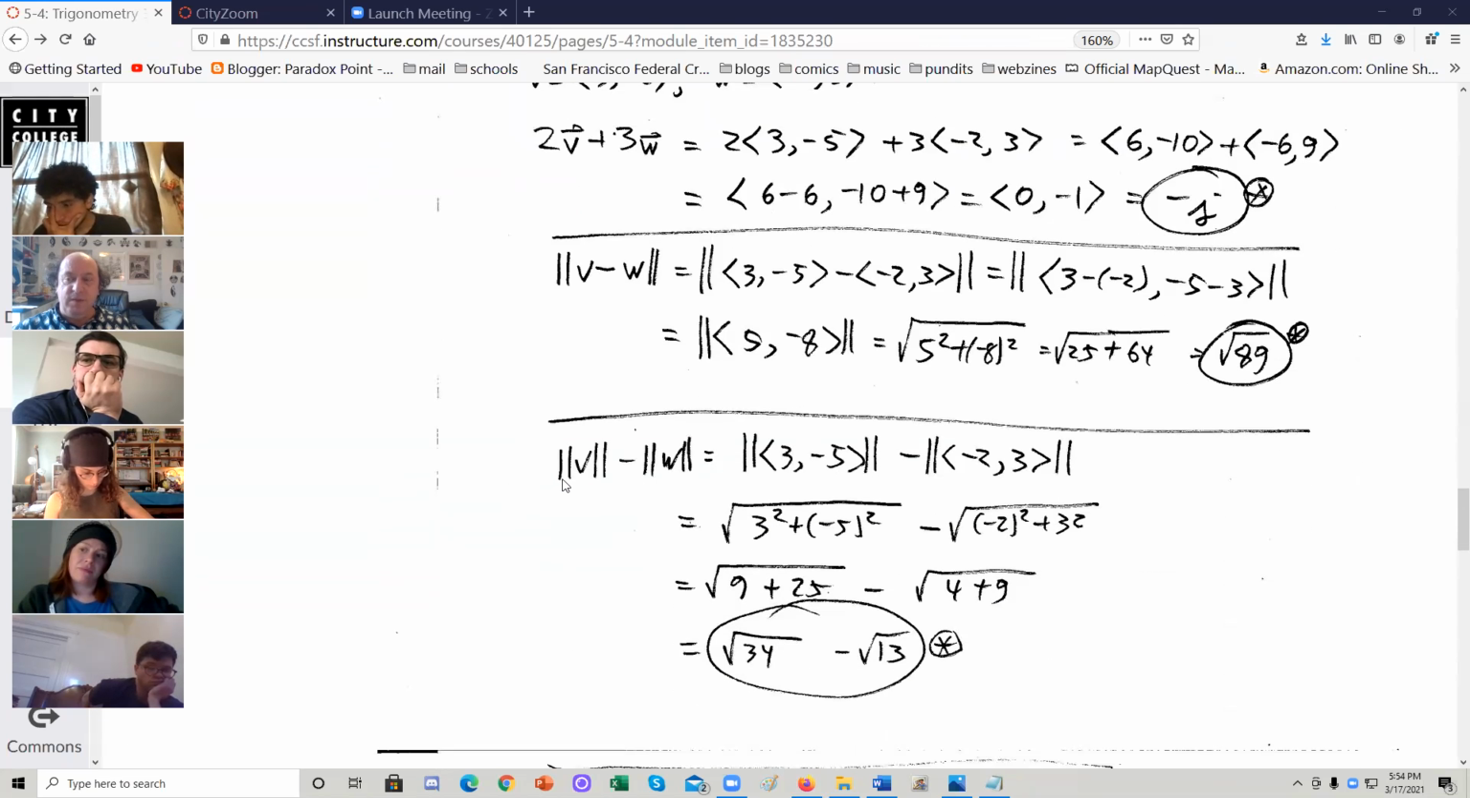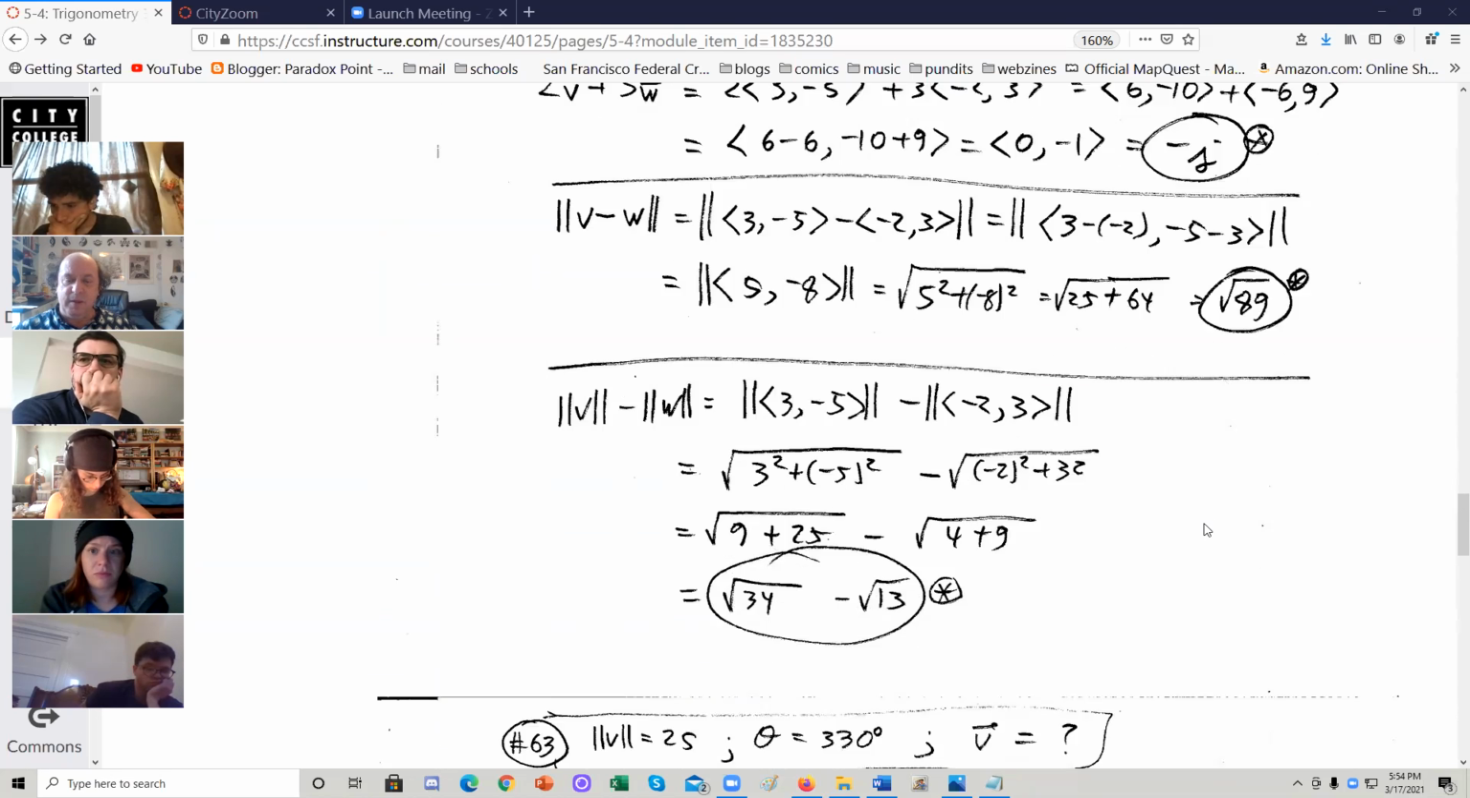Now, length of v minus length of w, what's that? Well, length of (3, -5) minus length of (-2, 3). The length of (3, -5) is root of 3 squared plus (-5) squared. The length of (-2, 3) is the square root of (-2) squared plus 3 squared. This is root of 9 plus 25, root 34, minus root of 4 plus 9, which is root 13. So root 34 minus root 13. And rest assured, this is quite different from this.